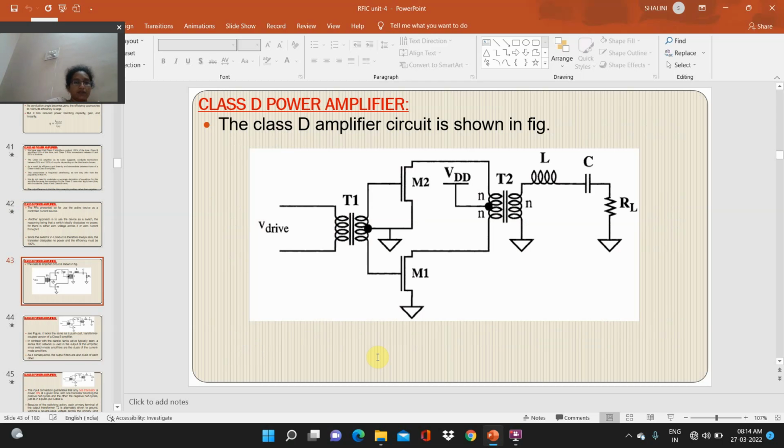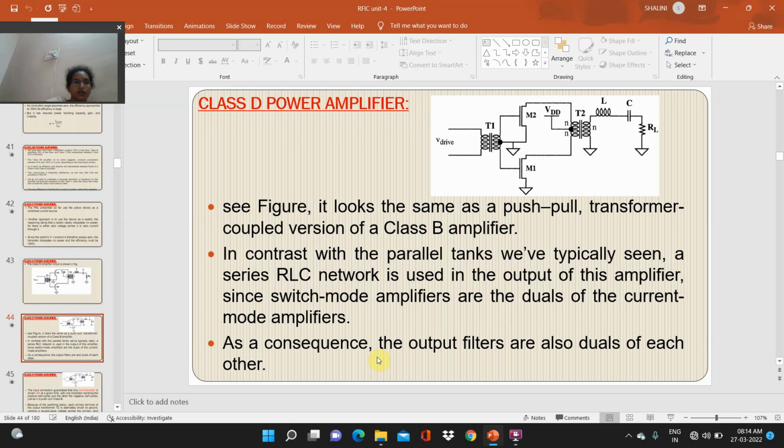The V drive, transformer 1, transformer 2, M2, M1, VDD, L, and C are the components represented in the Class D power amplifier. Next, see the figure. It looks the same as a push-pull transformer-coupled version of a Class B amplifier. In contrast with the parallel tanks, we typically see a series RLC network used in the output of this amplifier, since switch mode amplifiers are the duals of the current mode amplifiers. As a consequence, the output filters are also duals of each other.